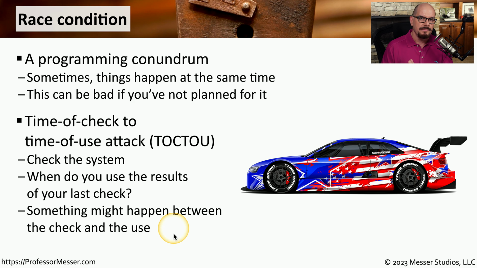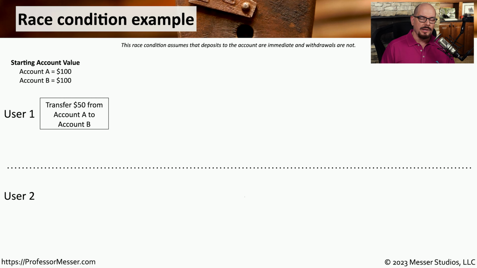And if you don't take into account that that value might change without you knowing it, you've run into a race condition. Let's look at a practical example of a race condition where you have two users that are moving dollars between two different accounts. There's user 1 and user 2, and the two accounts are account A and account B.